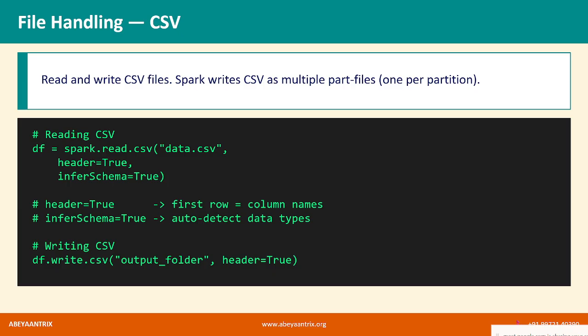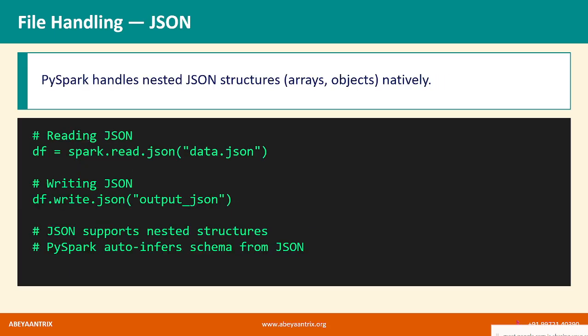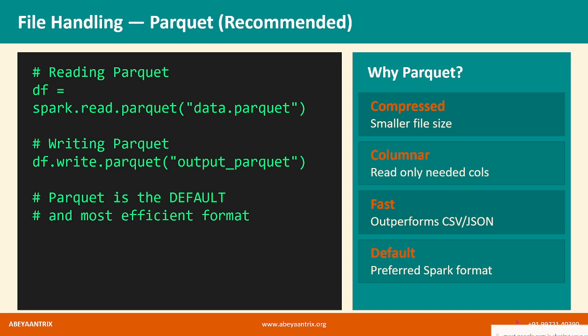Then coming to JSON. Same thing here. Instead of CSV, what I am giving? JSON. Spark.read.json, give the JSON file. If you want to write it, df.write.json, output JSON. Here header is equal to true, infer schema are optional. If you want, you can give it. Then comes Parquet files.